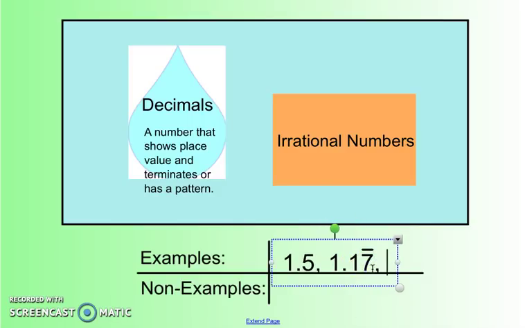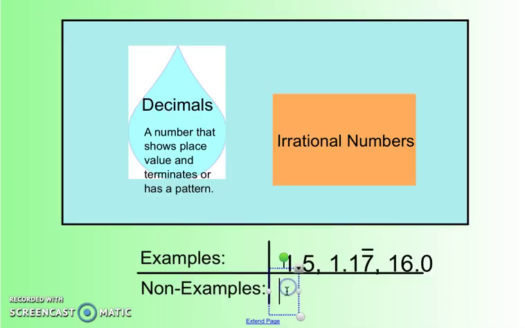Also in decimals, we do include whole numbers. The reason why we include whole numbers is because whole numbers actually do have a decimal point at the end, and we can put a 0. So really 16 is 16.0. Non-examples of decimals could be any other number that's written in a different form, like 56%. Yes, we could change that to a decimal, but right now it is not in decimal form. Or even a fraction. We could change it to a decimal, but it's not in decimal form.